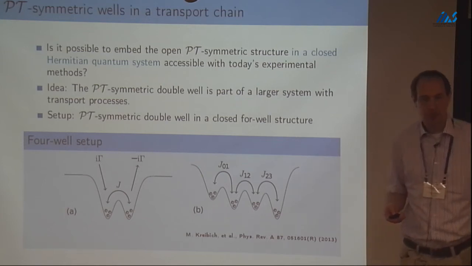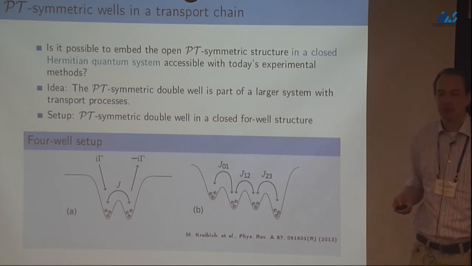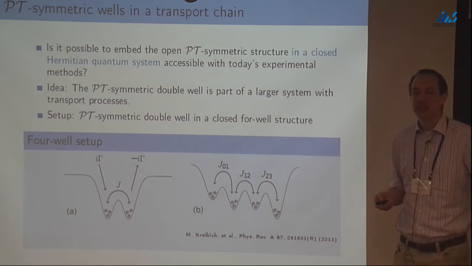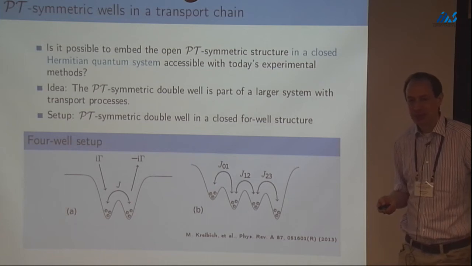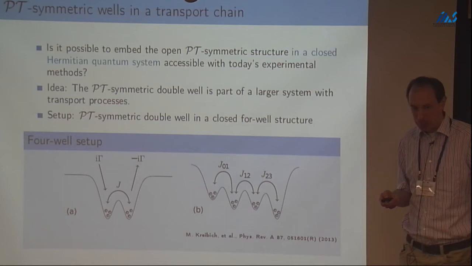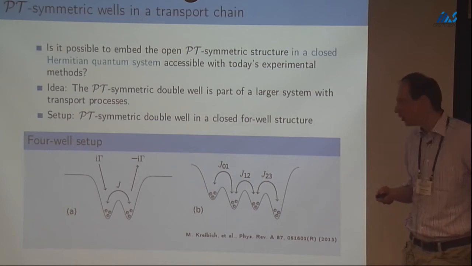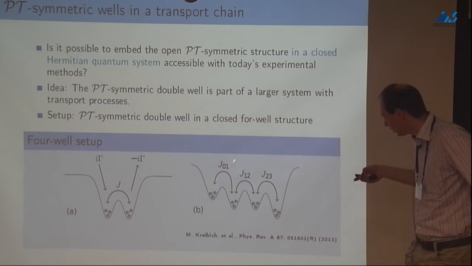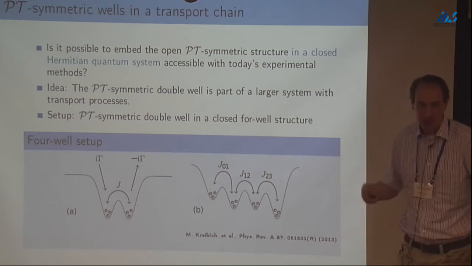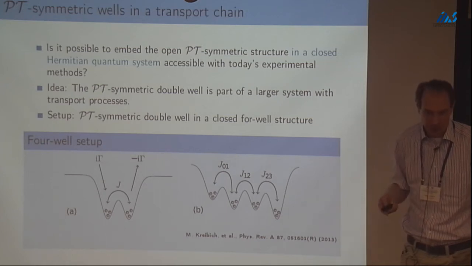the number of particles in each well is not defined. You either define the phase, the coherence, or you define the number of particles. So you cannot have a definite number of particles going from one well to the other. Then you have to stop this experiment at some point and give up the coherence for a measurement of the number of the particles.